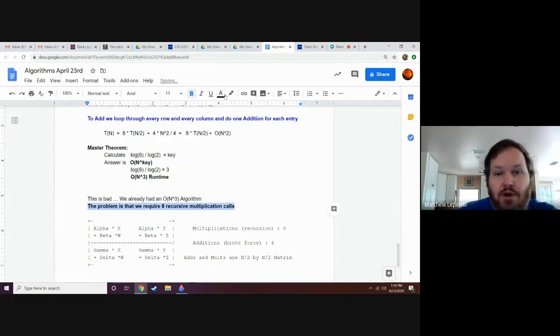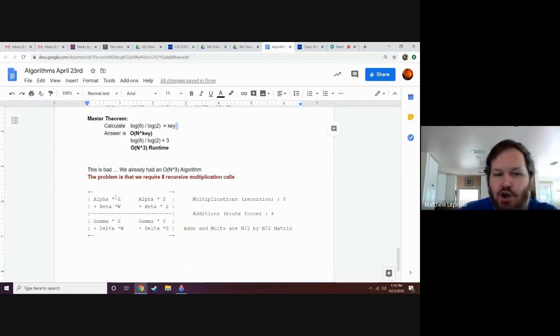The problem here is that this method that I showed you requires 8 recursive multiplication calls, right? There's a multiplication there, multiplication there, multiplication there, multiplication there.